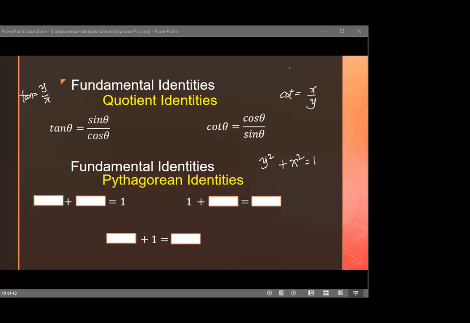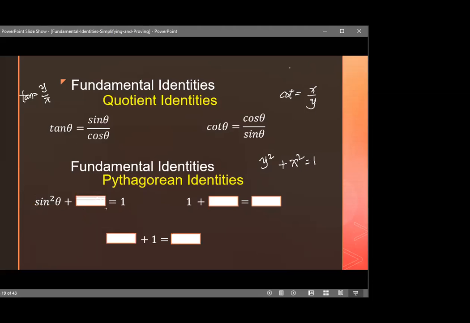Sine po. Yes, sine. Correct. Very good. Sine. The y is sine. Okay, now the x. What function is associated with it?